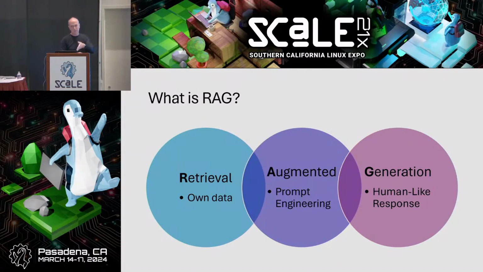Retrieval augmented generation. Very simple idea. Take the stuff you have, munge it somehow to information that could be an instruction to the AI, to the model, to generate an answer, and then wait for the AI, for the model, to generate an answer for you.